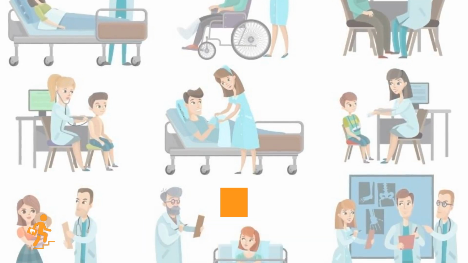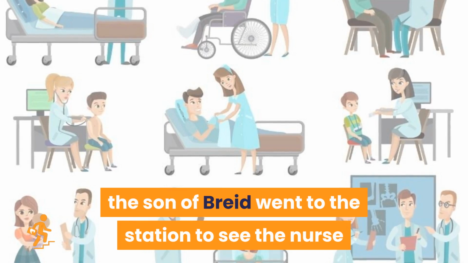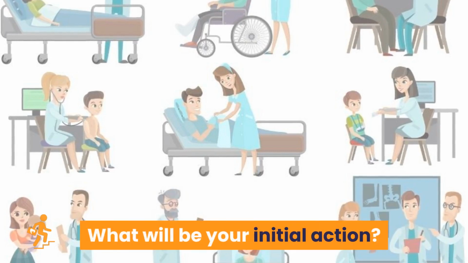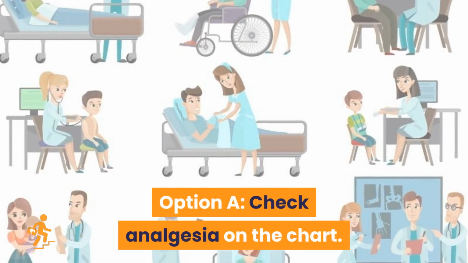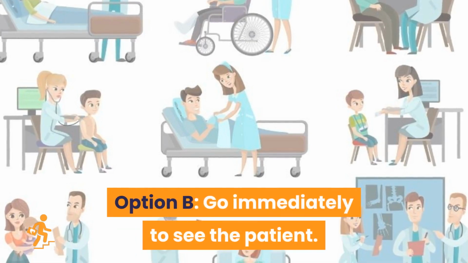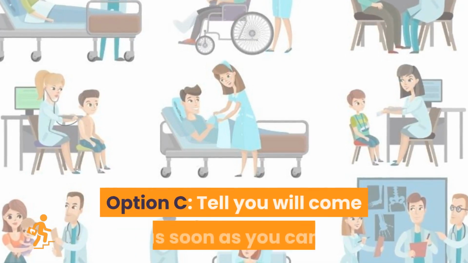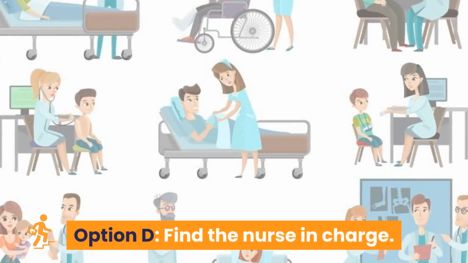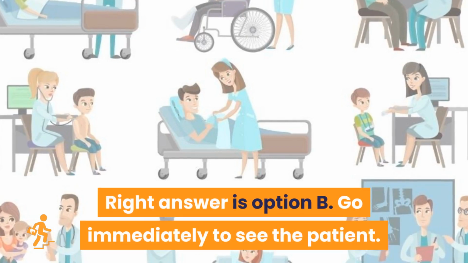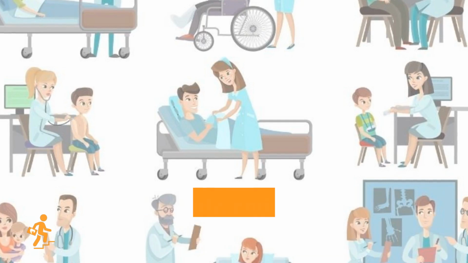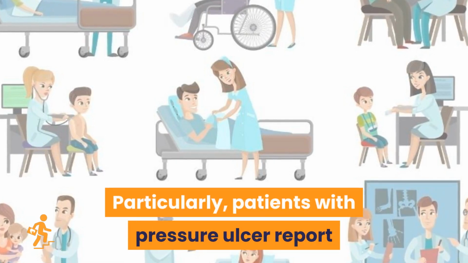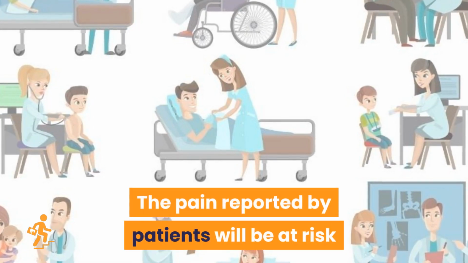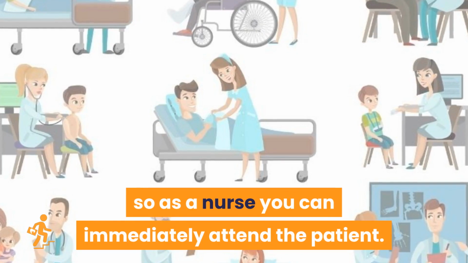Question 25. Joshua, the son of Braid, went to the station to see the nurse as she was complaining of severe pain in her pressure ulcer. What will be your initial action? Option A, check analgesia on the chart. Option B, go immediately to see the patient. Option C, tell you will come as soon as you can. Option D, find the nurse in charge. Right answer is option B. Go immediately to see the patient. Particularly, patients with pressure ulcer report that pain is their most distressing symptom. The pain reported by patients will be at risk, so as a nurse you should immediately attend the patient.